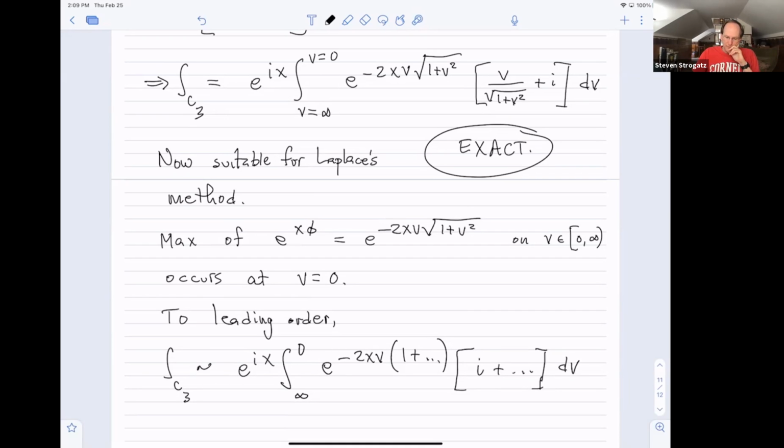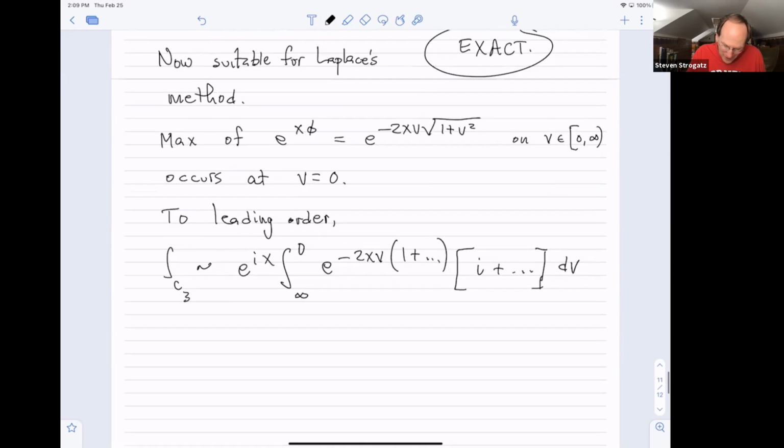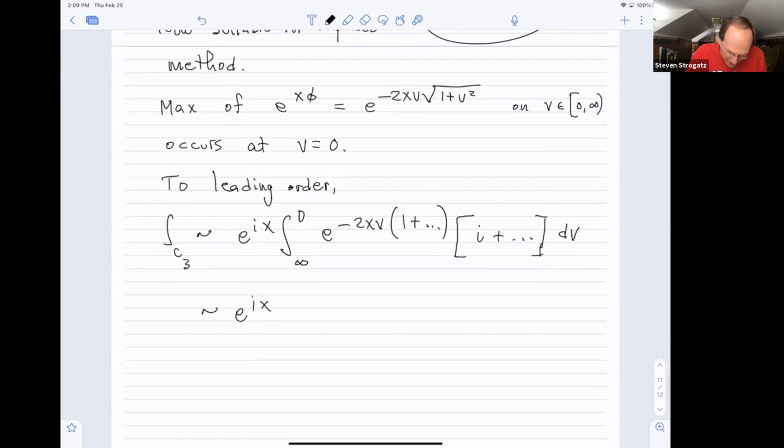And that's all a pretty easy integral to do, right? Because then I'm just integrating minus e to the minus 2xv dv times i. So then you can calculate that leading order term to be e to the ix, and then you get a minus i over 2x. It comes out.